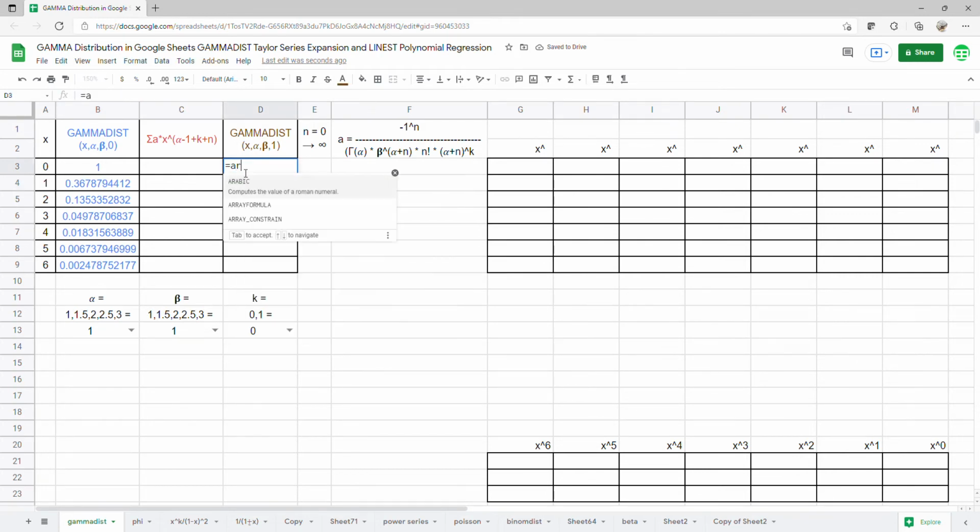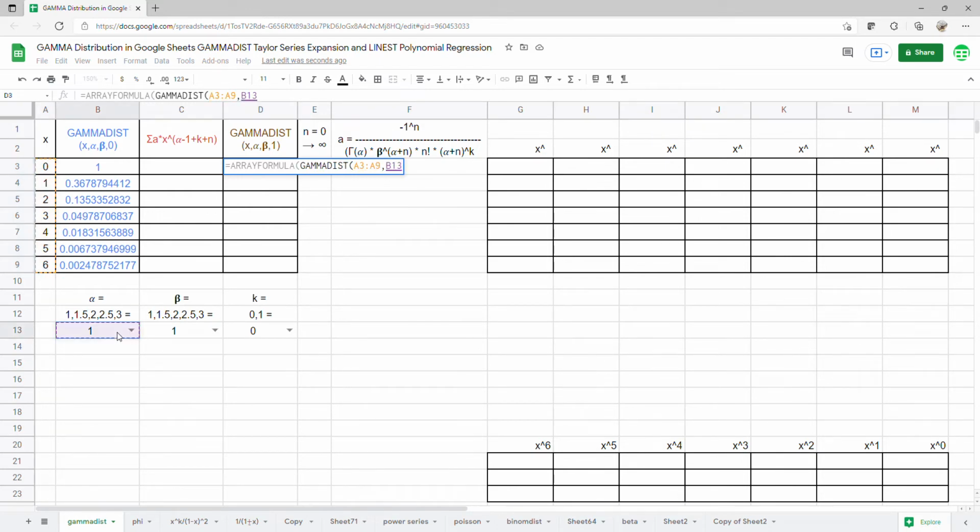And this time the cumulative distribution function. So array formula, GAMMADIST of the x values, gamma alpha, gamma beta, and 1, because this is the cumulative distribution function.